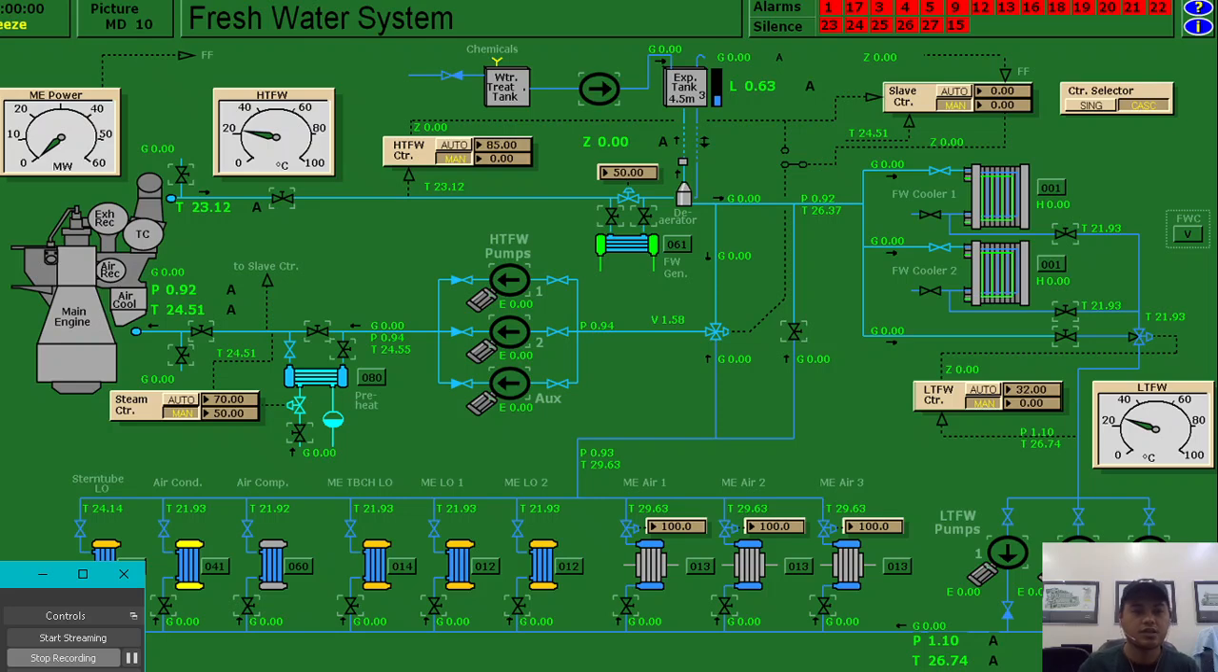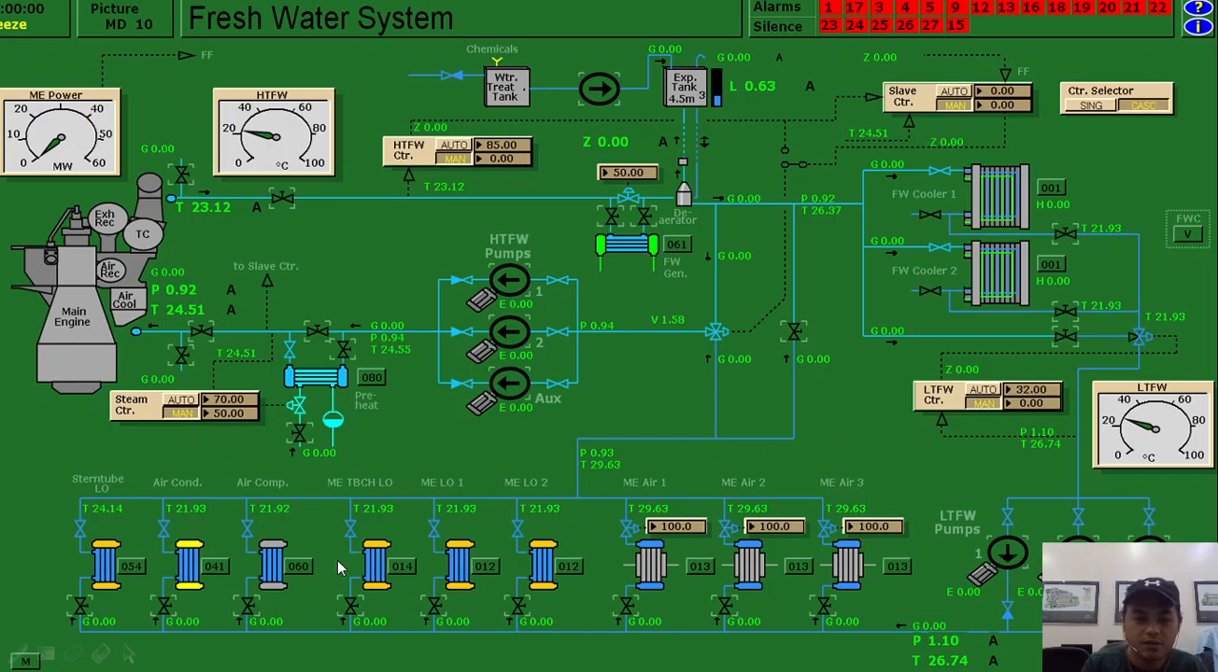We will continue our discussion of the different engine systems. So here we have the freshwater system. Our freshwater system is a combination of our high temperature, as you can see here, sky blue color, and this dark blue color is our low temperature freshwater. So it's a combination of low temperature freshwater and high temperature freshwater cooling system.